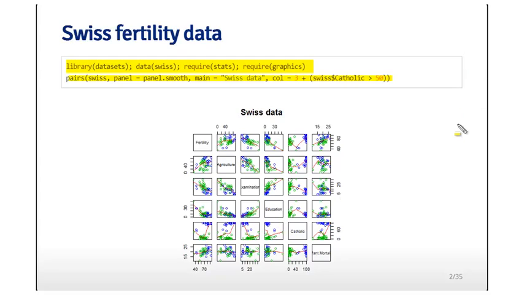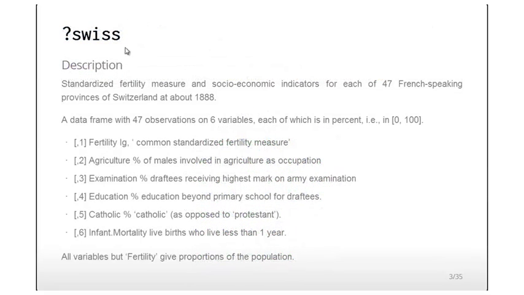Let me go one step further and show you the help file. If you type in R question mark swiss, after you've correctly loaded the datasets package, it tells you about this data set. It's the standardized fertility measure and a bunch of related socioeconomic indicators for 47 French-speaking provinces of Switzerland in about 1888. It's kind of a famous data set.